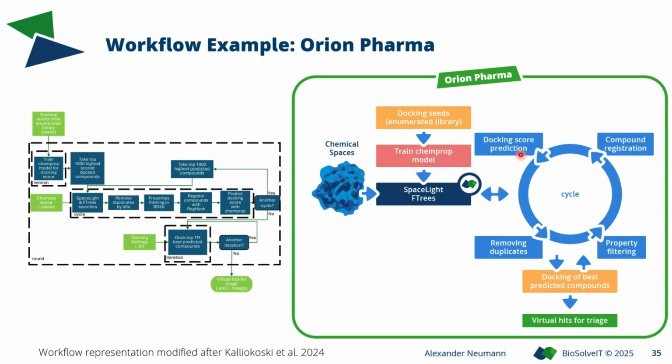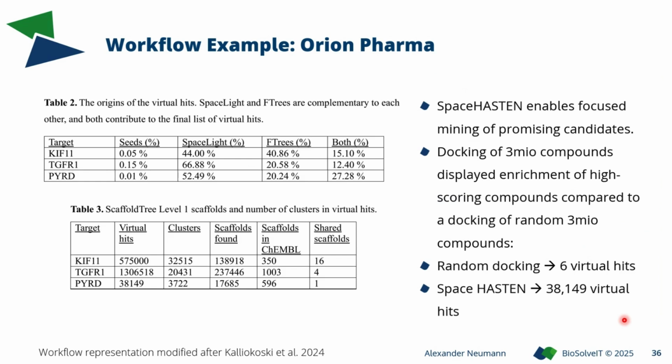Then the best compounds are really redocked once again. So this is the hard docking. This is the machine learning augmented rescoring. And by the end of the day, they end up with virtual hits for the triage. And what they were able to show in their results is that the two methods they use, SpaceLight and F-trees, are both providing them with diverse compounds, diverse scaffolds. And the overlap between both methods is not as huge as expected. So only a small margin remains that can be found in both search methods. Yet it makes more sense to apply both methods.